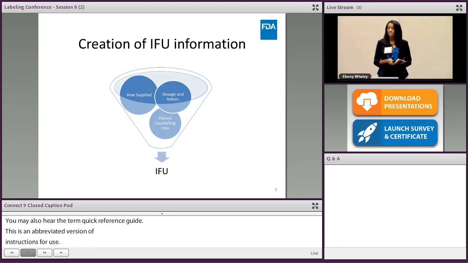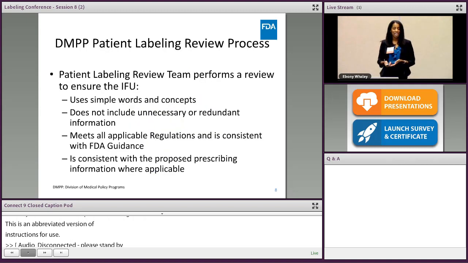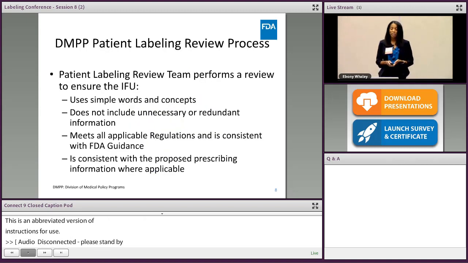So when creating an IFU, a few different portions of the prescribing information are considered. This includes Section 2, dosage and administration, as well as how supplied section and patient counseling information. So the data from these sections is gathered and then reformulated into a document that can be readily understood by our lay users, and thus the IFU.